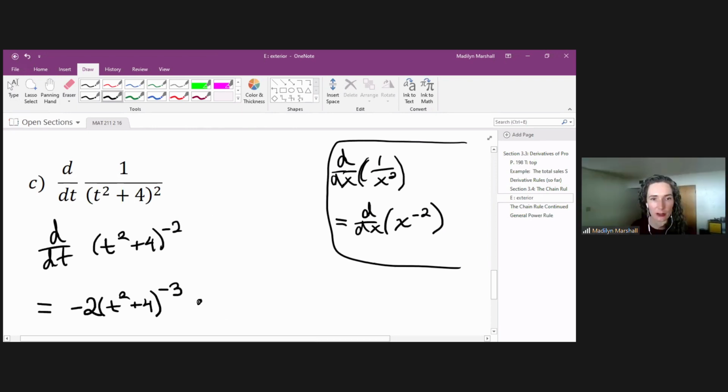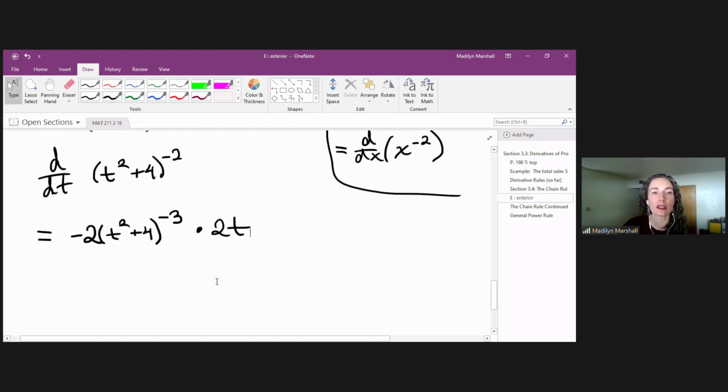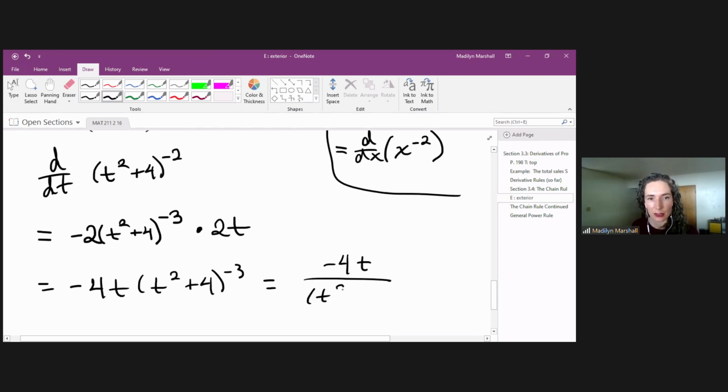So we did the derivative of the exterior, and now we have the derivative of the interior. And this, we can do the same kind of simplifying as before, which will be to multiply the 2 and negative 2 and just bring that t out in front. And that would be acceptable as it's written. We could also move this back to the denominator.